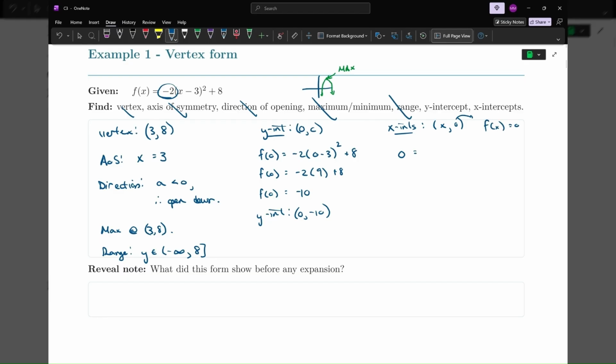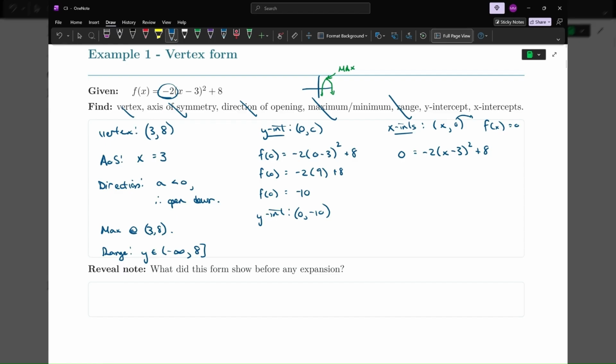The output is 0. So put 0 in the output spot, and then go back and find what the inputs must have been. So I get this. Now this calls back to video C1. I'm in vertex form. I don't need to expand that and try to factor or use the quadratic formula. I can solve directly from here.